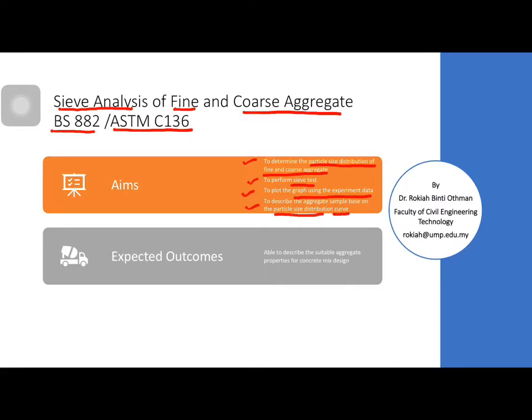Therefore, at the end of this lecture, the expected outcome is that students should be able to describe the suitable aggregate properties for concrete mix design.